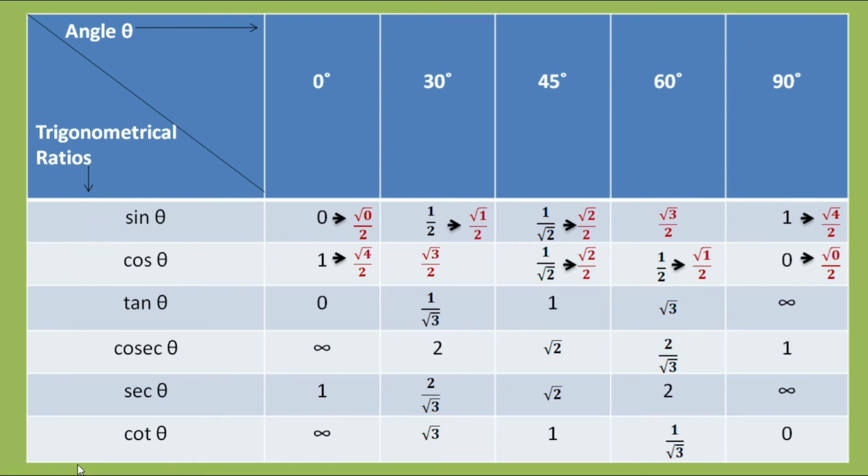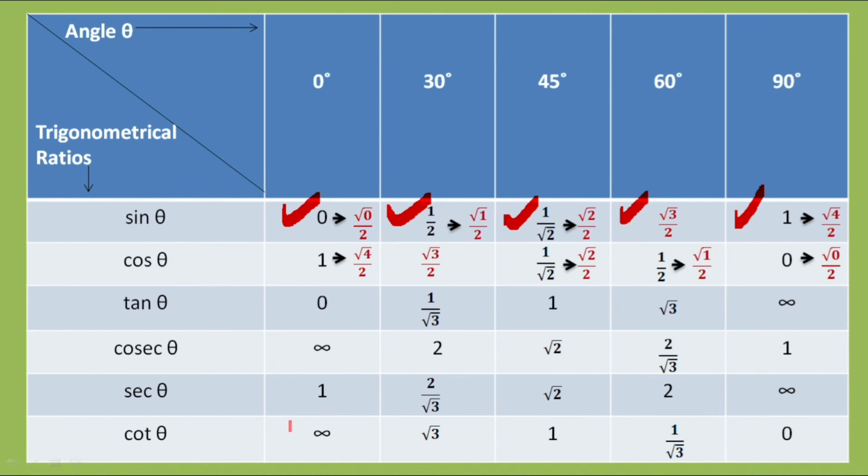Now, for the trick, look at the table. Sin 0 degree equal to 0. So this 0 value we can write as root 0 by 2. Now sin 30 degree, the value is 1 by 2. This 1 by 2 value we can write as root 1 by 2. Similarly, sin 45 degree value is 1 by root 2. That we can write as root 2 by 2. Sin 60 degree, the value is root 3 by 2. So it is already in that form. Now sin 90 degree value is 1. We can write it as root 4 by 2. Root 4 means 2. So 2 by 2 will give us 1.